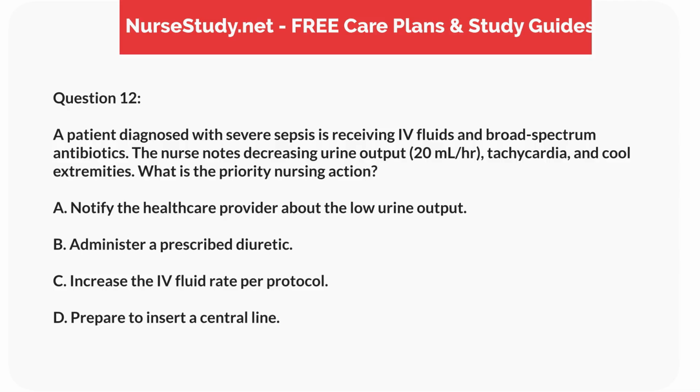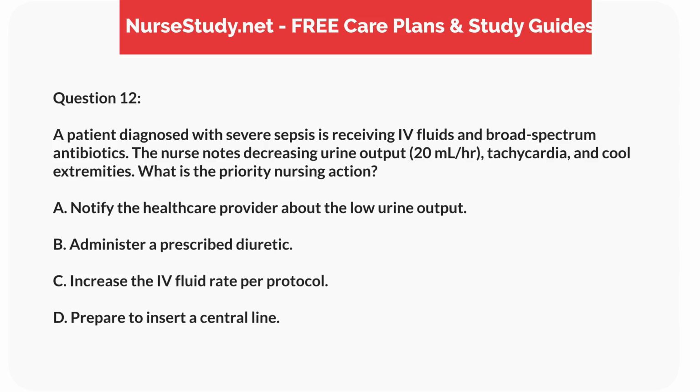Question 12. A patient diagnosed with severe sepsis is receiving IV fluids and broad-spectrum antibiotics. The nurse notes decreasing urine output, 20 milliliters per hour, tachycardia, and cool extremities. What is the priority nursing action?